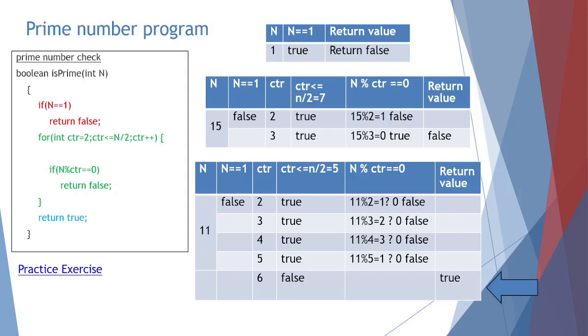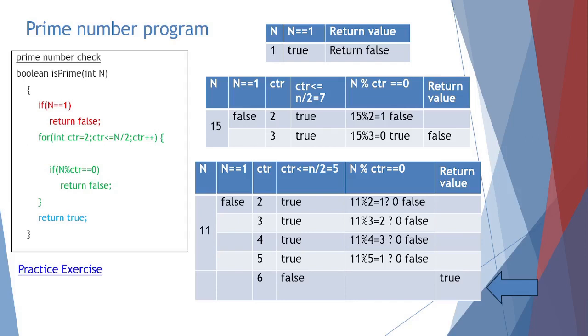n is 11. It's a prime number, we know that. Now, n is 1, false. CTR 2, 3, 4, 5, the sixth time it is false. Why? Because CTR less than equal to n by 2. Now n is 11. 11 by 2 is 5, since 2 5s are 10. So our loop works 2, 3, 4, 5 times, and the sixth time false.